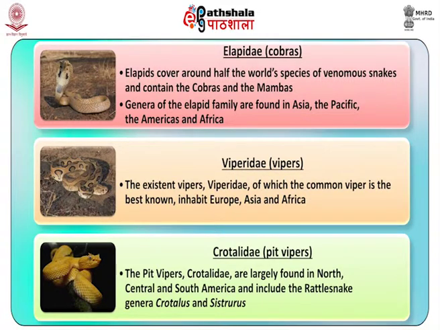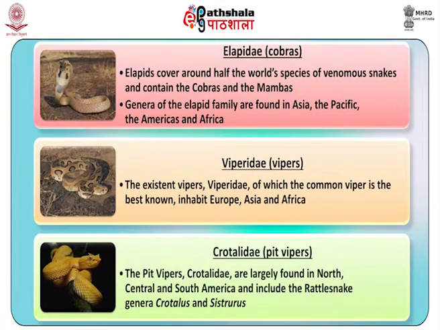The elapids cover around half the world's species of venomous snakes and contain the cobras and the mambas. Genera of the elapid family are found in Asia, the Pacific, the Americas, and Africa. The extant vipers or Viperidae, of which the common viper is the best known, inhabit Europe, Asia, and Africa. The pit vipers, Crotalidae, are largely found in North, Central, and South America and include the rattlesnake genera.